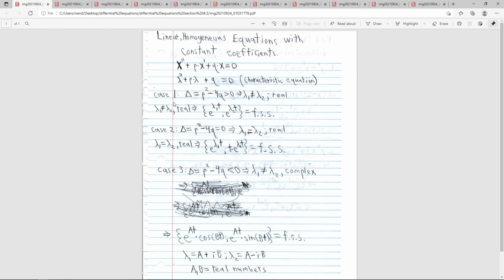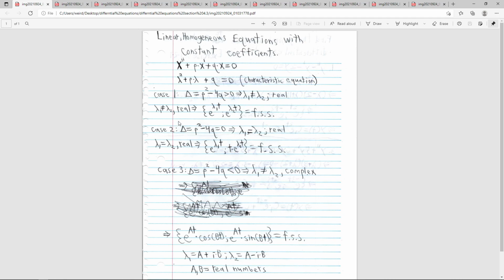Basically you have 3 different cases, and it's based on p squared minus 4q. If it's greater than 0, it means that lambda 1 does not equal lambda 2 and they are real numbers. You can just solve it and see it for yourself. It's not worth learning the theory behind it. All you have to remember is that if you have 2 unequal but real lambdas, then you get e to the lambda 1t and e to the lambda 2t as your fundamental set of solutions.